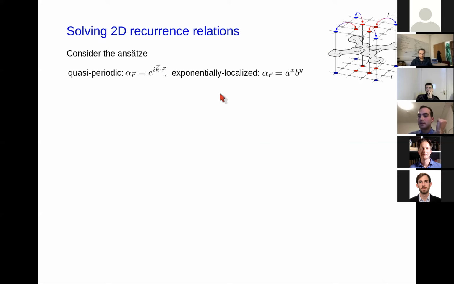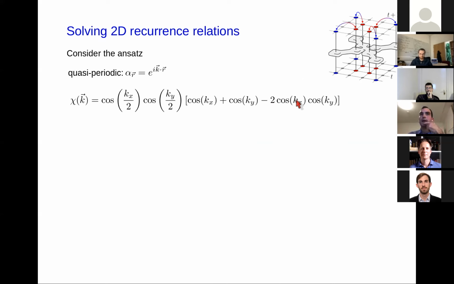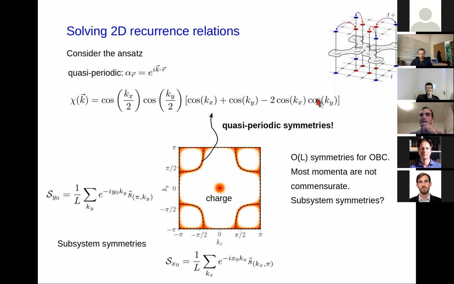So for this particular model, we can already rule out the second one. Believe me, this is the case. And instead, use really these ansatz to solve the recurrence equation. And again, this will be exactly equivalent to finding the set of zeros of this function chi of k. So let me show you the set of zeros that this function has.